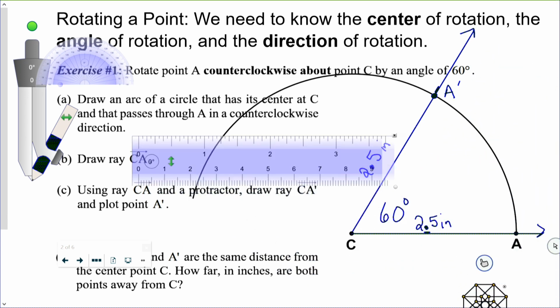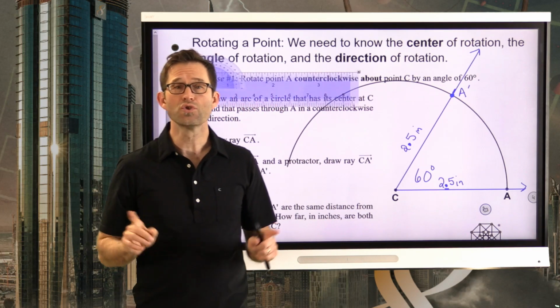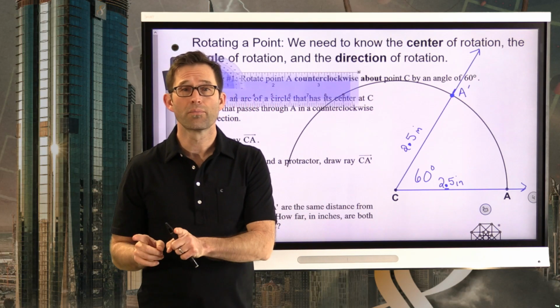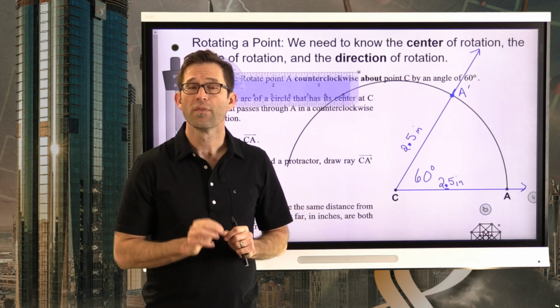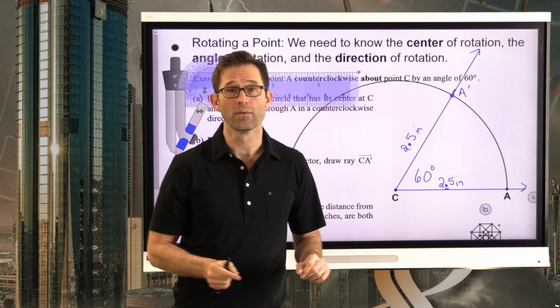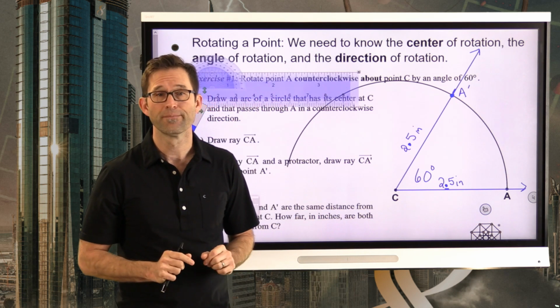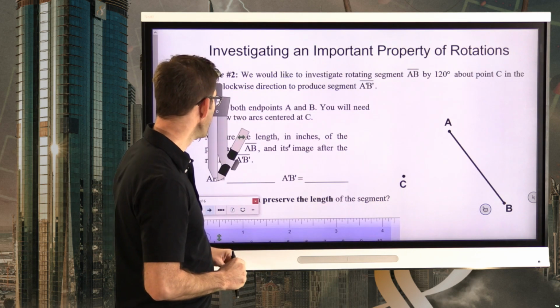All right, so simple enough. And that's exactly what a rotation should do. A rotation should keep the image point the same distance away from the center as the pre-image point. If not, then we're not doing the rotation correctly. All right, let's keep moving on. See what we've got next.